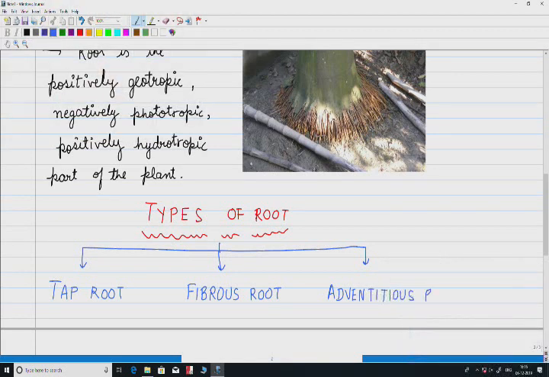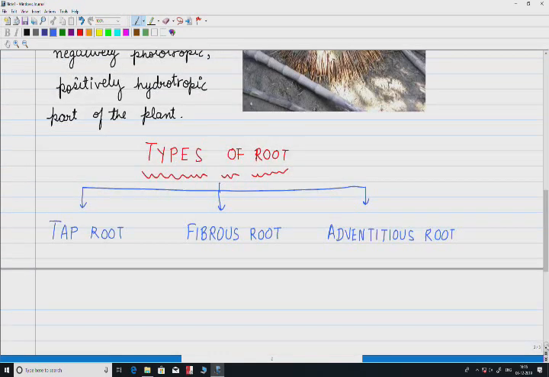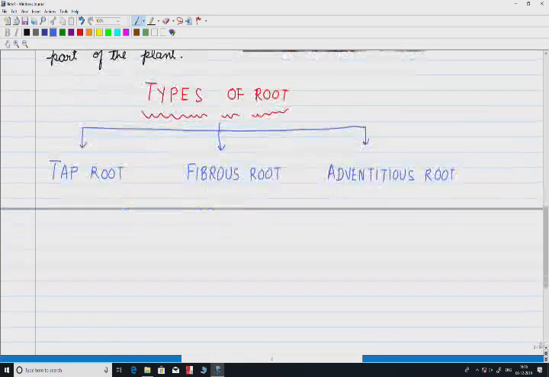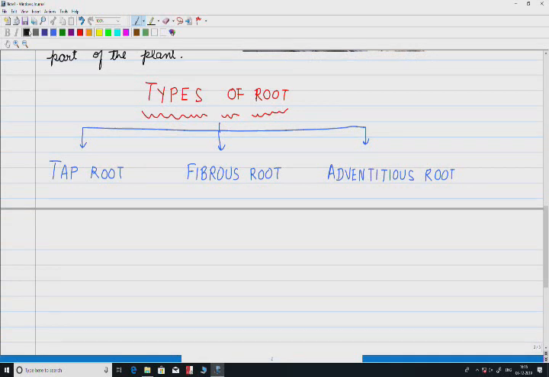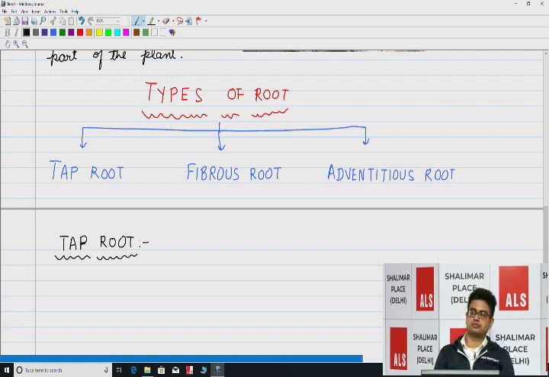Adventitious root. Yeah, very good, students. You're answering. That's great. Alright, so first part is tap root.